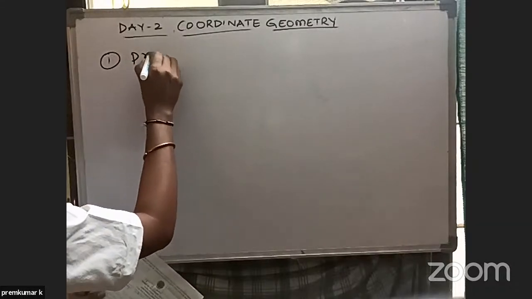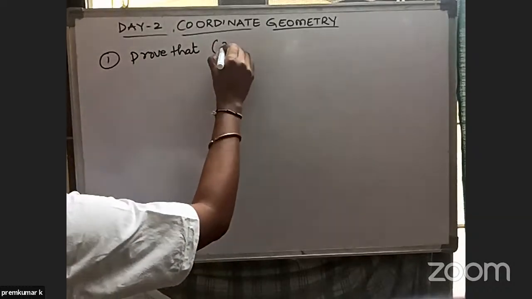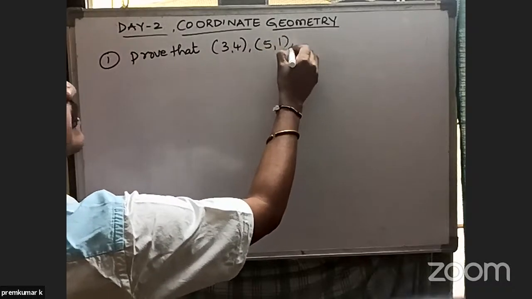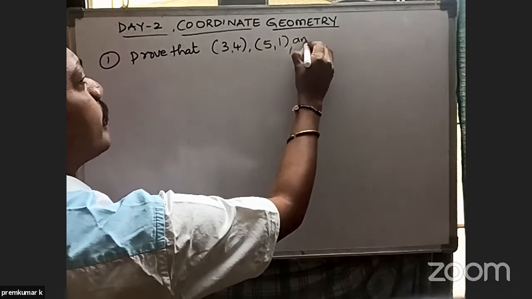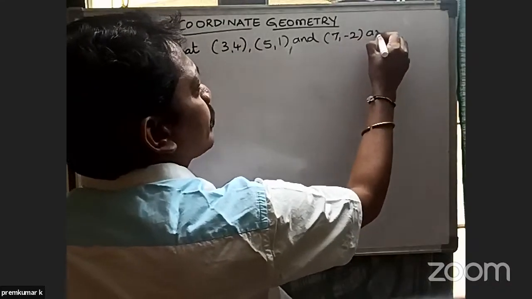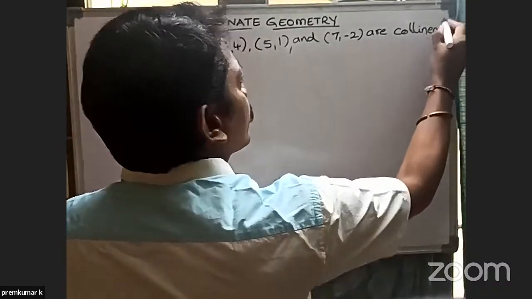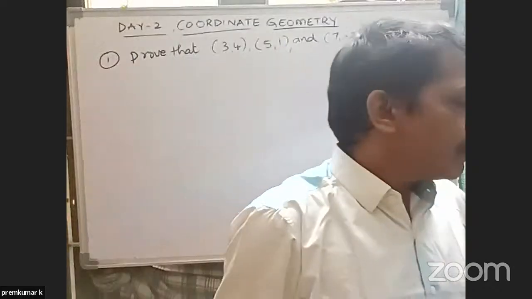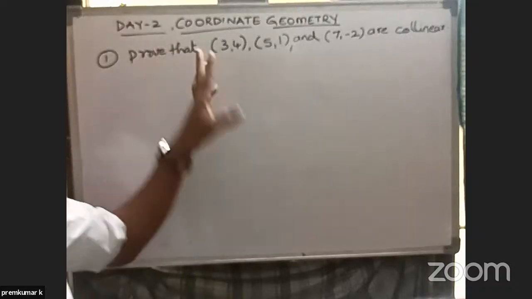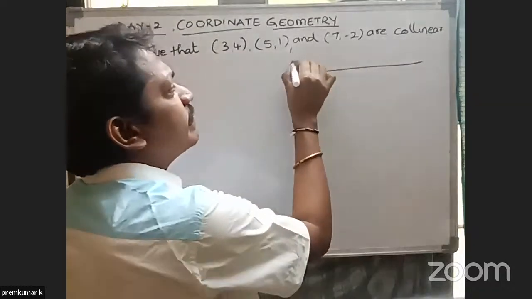Prove that 3, 4, 5, 1 and 7, -2 are collinear. Collinear, I have already explained to you. Three points are given. How can you find the collinearity of these points?